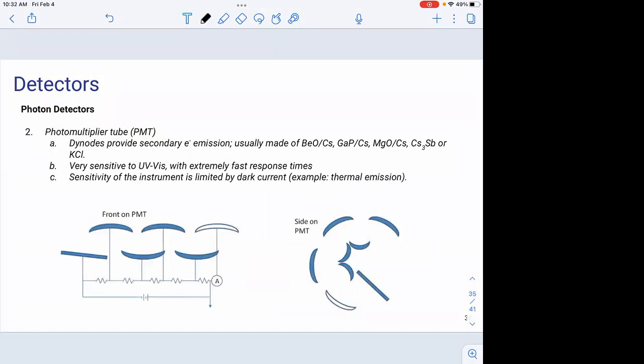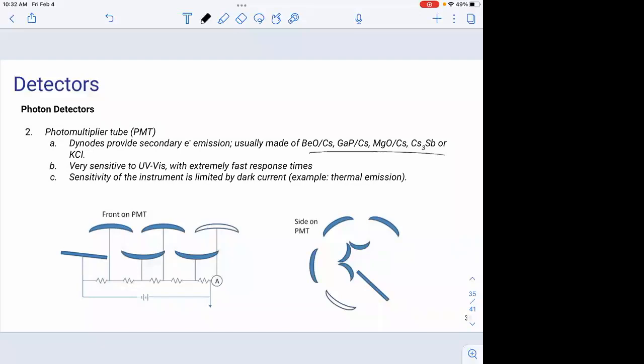Another kind of photon detector that works off the exact same principle is called a photomultiplier tube. The difference between a phototube and a photomultiplier tube is that we are amplifying the signal that we get at the end of this detector from the same amount of incident radiation. Here we have dynodes, which provide secondary electron emission, and the photosensitive cathode again. Materials vary, but are generally alkali oxides, etc. We have very sensitive measurements here because we're getting that amplification of signal.